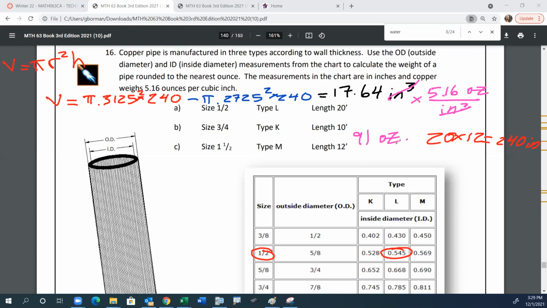It's actually 91.04. So yeah, it's really close to 91. So, but 91 ounces, that would do it. If we divide that by 16, even though they don't ask us to, that's about 5 2/3 pounds. So it's not like you can't carry it around. But that's how it's done.